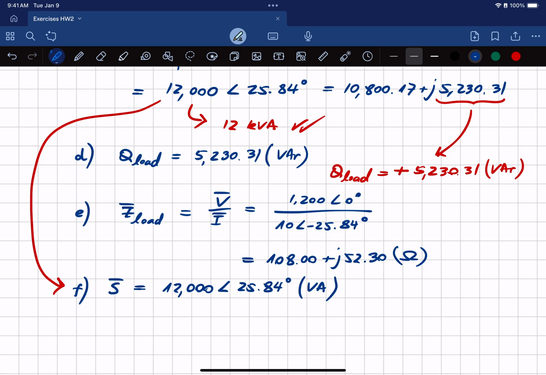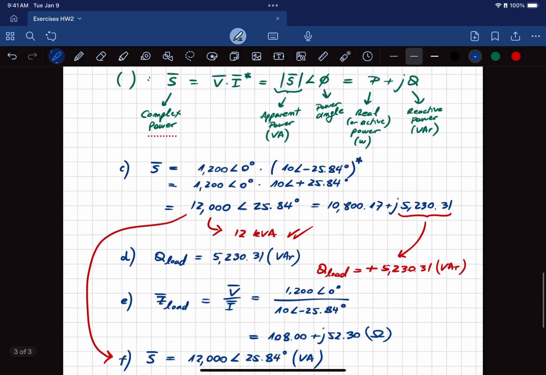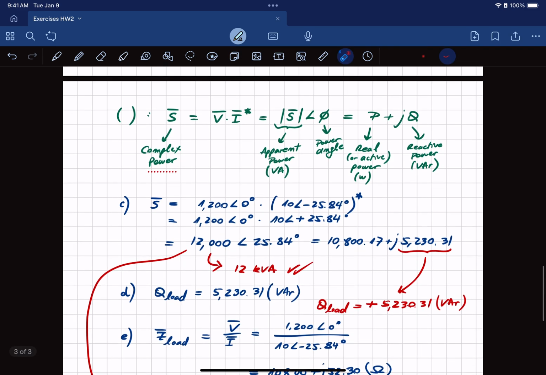So I think that finishes this problem. It's a very simple circuit, but it's meaningful in the sense of the definitions and the use of power. So I hope it was clear for you.